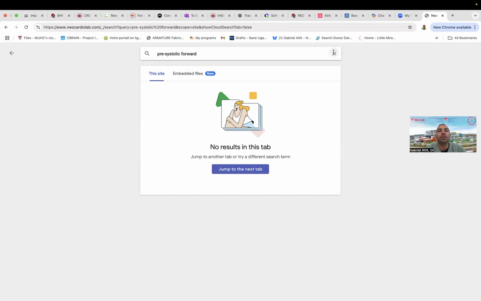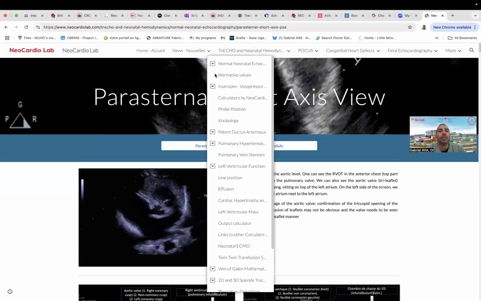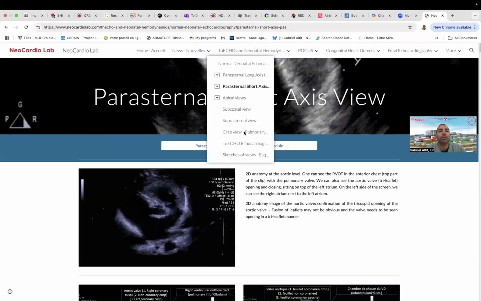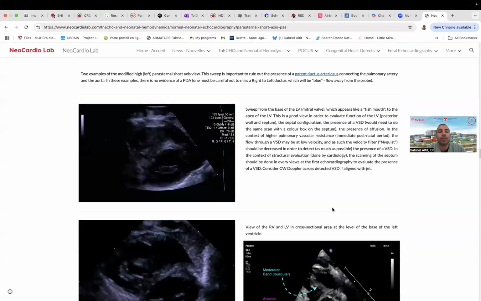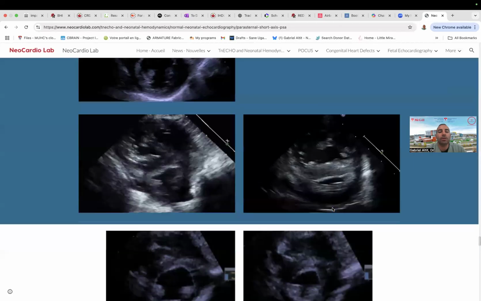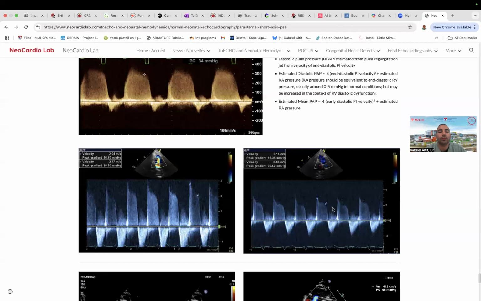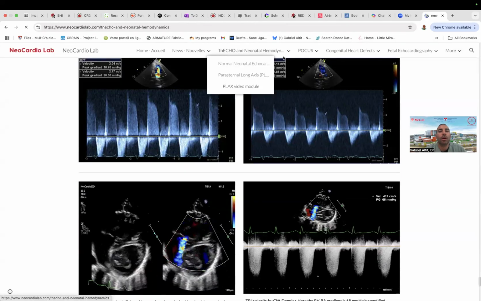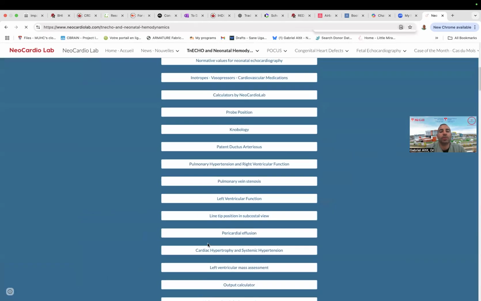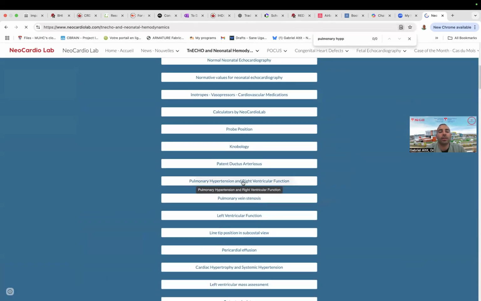I think I've put it here. Parasternal. Oh, I think it's here. Parasternal short axis. And then if you go here and you go down and you go into the Dopplers. No, I didn't put it here. Pulmonary hypertension. I put it in pulmonary hypertension, I think.